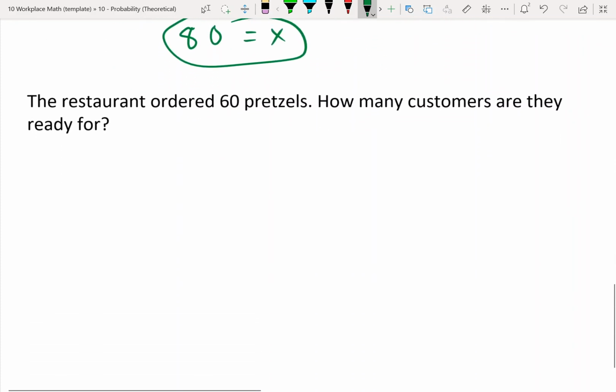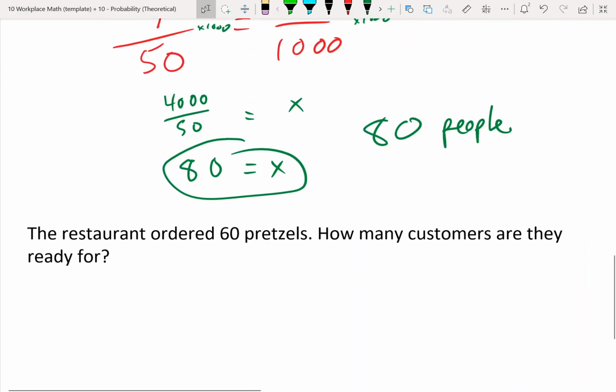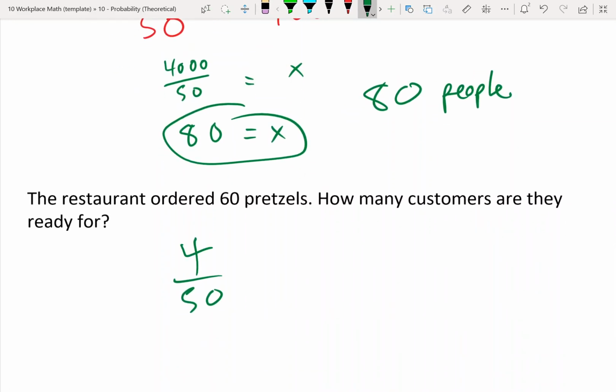Okay? The last situation is weird, and it doesn't happen very often. This is the same question, so we still have the 4 out of 50. Order pretzels. So now they're saying they ordered 60 pretzels. How many customers are they ready for in that next week? So we're going to set it up. But in this situation, instead of putting 60 on the bottom, because the total isn't 60, there were 60 pretzels, that goes up here. This was X. They don't know how many customers there's going to be in the next week that they would be prepared for.